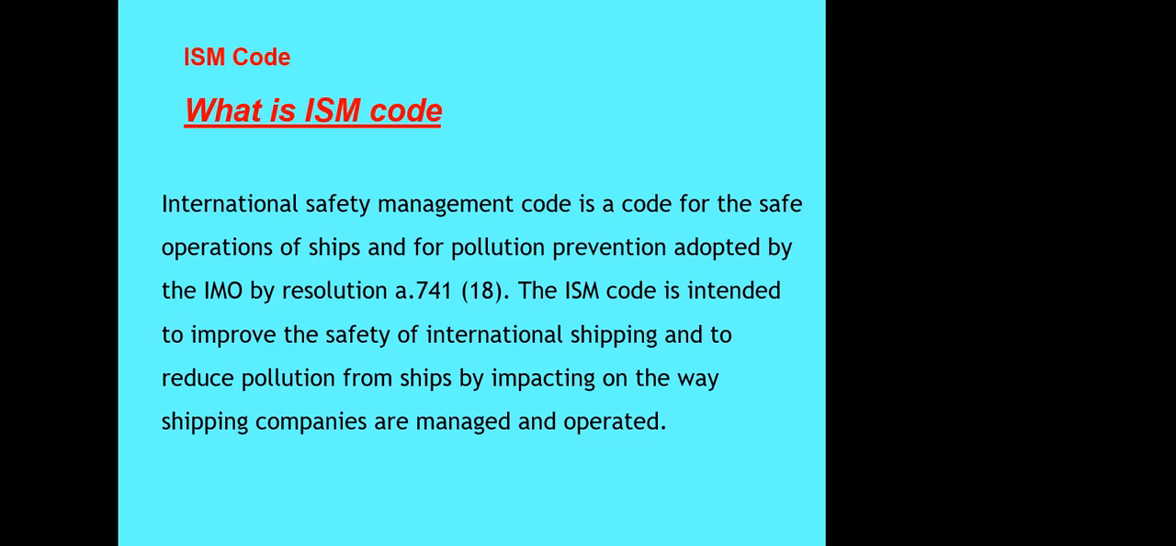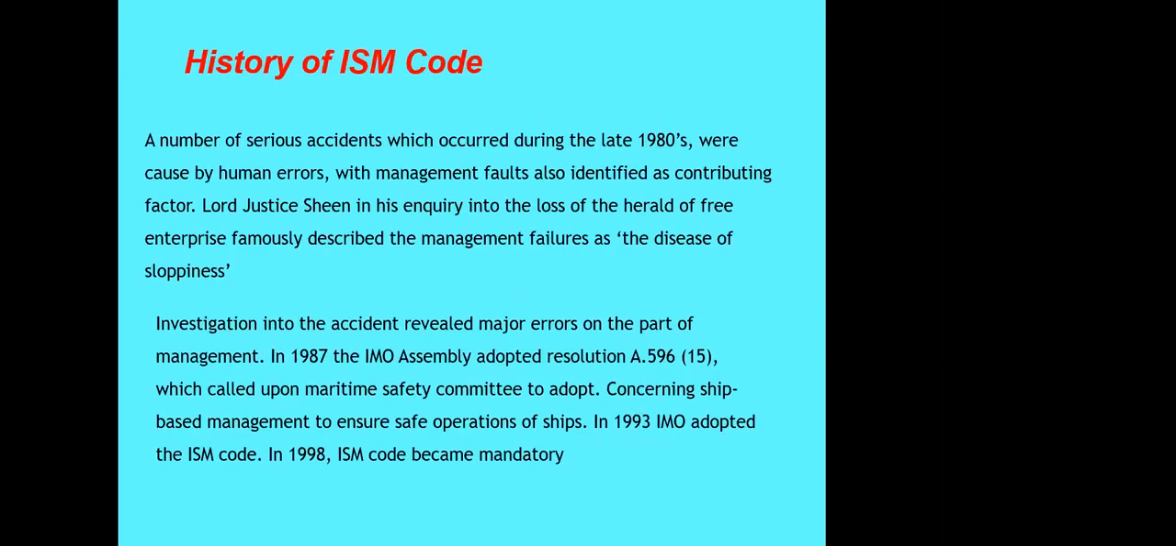States. Now, a brief history of the ISM code. As I mentioned earlier, there were a number of serious accidents which occurred during the late 1980s and the early 1990s. If you look at the graph of the trend in major accidents at sea, the majority of them were caused by human error.